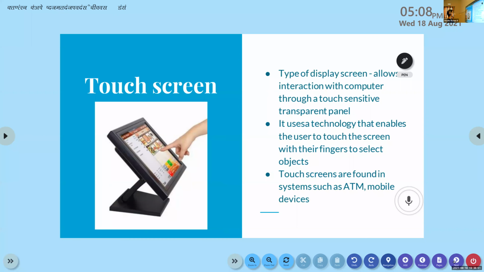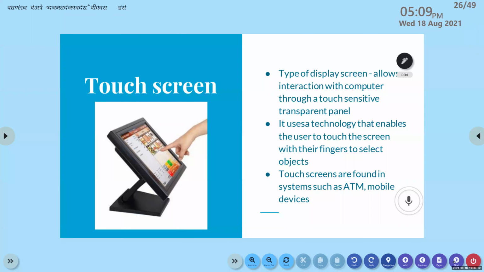Next is the touch screen. Is there anyone who has not used this touch screen? The screen in the ATM, we can take the money amount. We can interact with that device using this screen, isn't it? In your smartphone, you are having a touch screen. Now you are having that keypad. I think most of the students are having keypad, right?